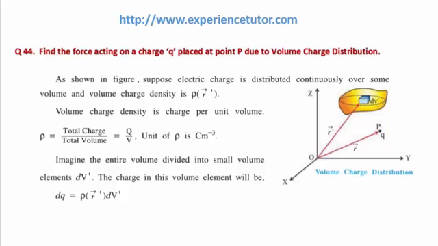Question 44. Find the force acting on a charge q placed at a point P due to the volume charge distribution. As shown in the figure, suppose electric charge is distributed continuously over some volume and volume charge density is rho of position vector r dash. Volume charge density is charge per unit volume. Therefore, rho is equal to total charge upon total volume, which is equal to q upon v. Unit of rho is coulomb per meter cube.